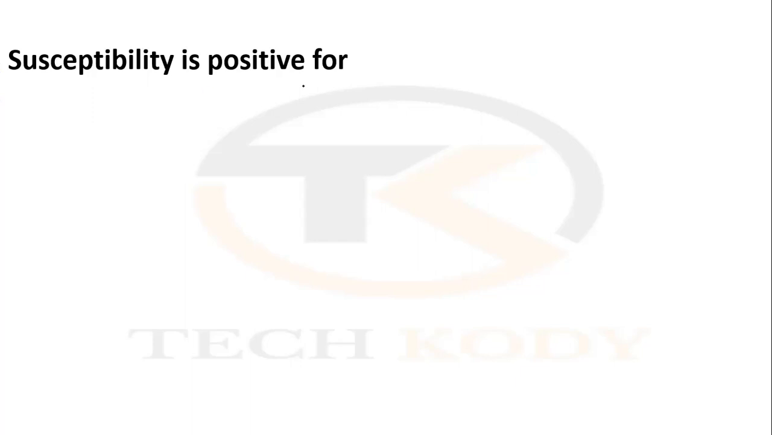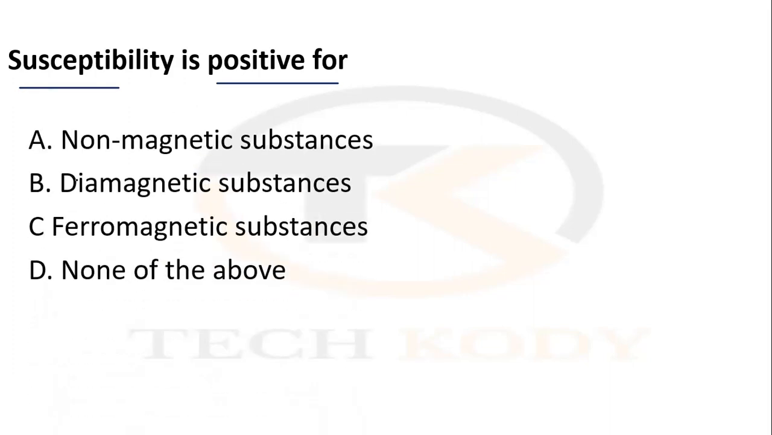Susceptibility is positive for: non-magnetic substance, diamagnetic substance, ferromagnetic substance, none of the above. Susceptibility is positive for the ferromagnetic substance.